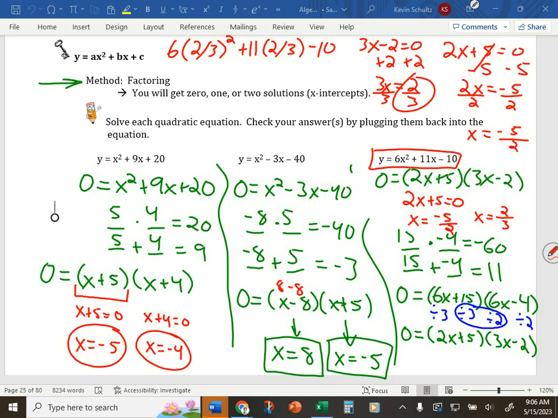Okay? It is not that hard to check these answers here. Really, if you understand how to put it into your calculator. You're replacing x with 2/3, and you can do the same thing with -5 halves. 6 times -5 halves squared plus 11 times -5 halves minus 10. That will equal 0 as well.